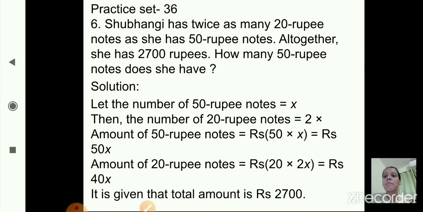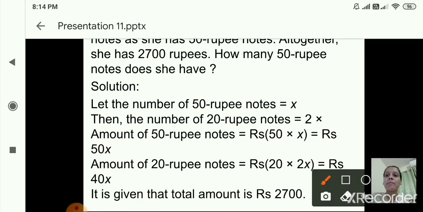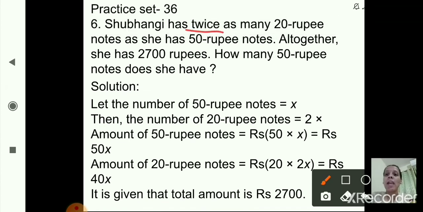Shubhangi has twice as many 20 rupee notes as she has 50 rupee notes. So first we will consider, let the number of 50 rupee notes be equal to x. Then the number of 20 rupee notes is equal to 2x.